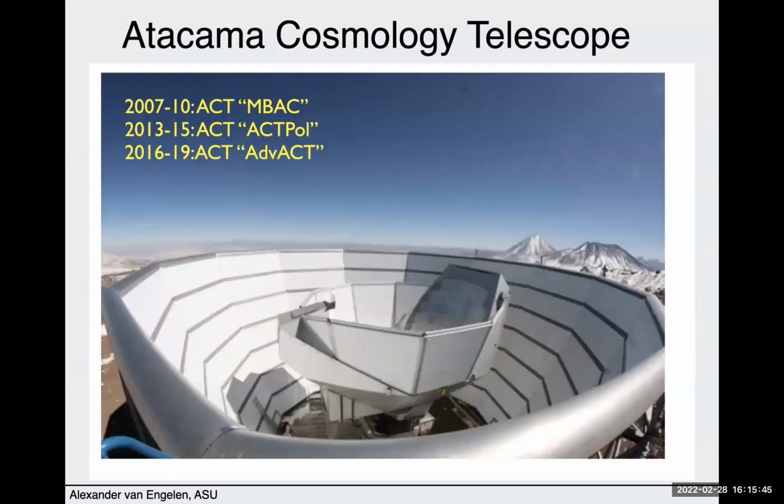Okay. So here's another picture of the Atacama Cosmology Telescope. Like I said, this is a 6-meter dish in the Chilean Atacama Plateau. It's there because it's a very dry location. So water vapor is your enemy when you're measuring the cosmic microwave background. The only two sites that anyone uses nowadays are the South Pole and the Atacama Plateau.